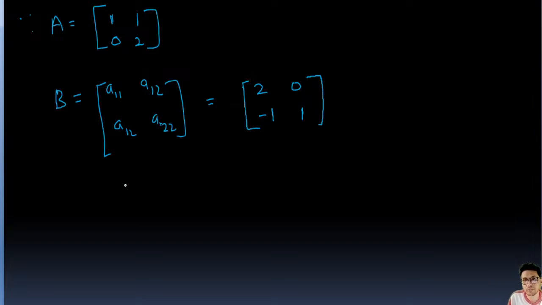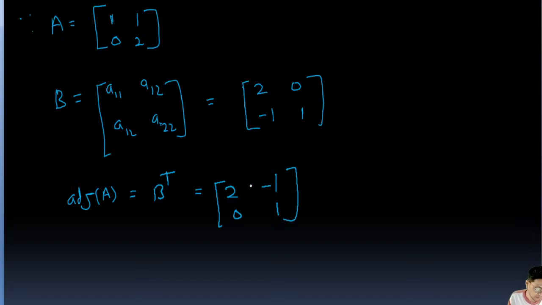Now this is the matrix of cofactors. I explained this in the last lecture, so you can watch my last lecture. Now we'll find the adjoint of A. Adjoint of A is going to be the transpose of the matrix of cofactors, that is B transpose. We exchange the columns and rows, so this is going to be 2 minus 1, 0 1.